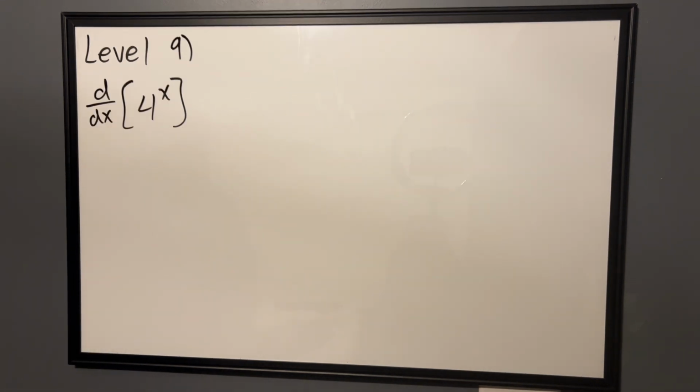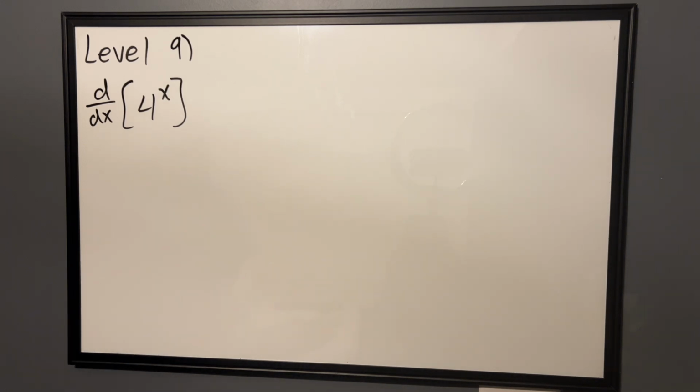All right, so here we have level 9. We're going to have the derivative with respect to x of 4 to the x power. Now, it's very important to note that we can't just do the power rule here, and a lot of students will try, but we're not able to because x is a variable. So x can change, and we can't just pull the x down because we don't know what x is. In this case, we need to use what's called logarithmic differentiation.